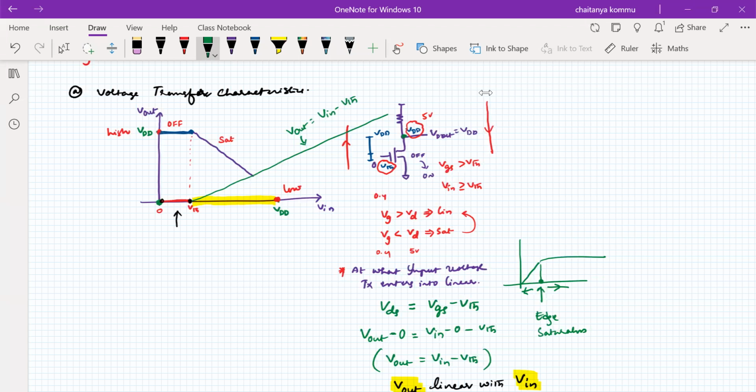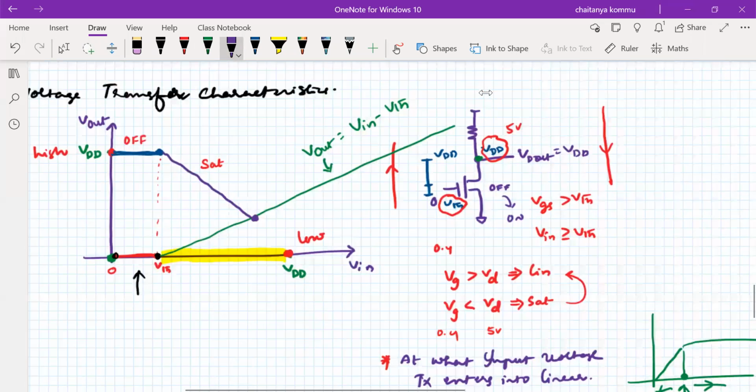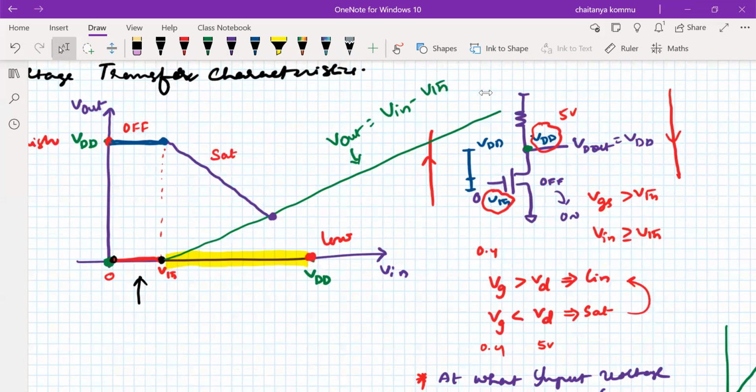As we keep on increasing the VIN value, what is the Vout value? Vout also will change accordingly. So that means at this point onwards, the transistor will enter into linear region. So this value will go this way in the linear region. But it cannot go to 0. So let us investigate why it is not going to 0. So the transistor will enter into linear region.